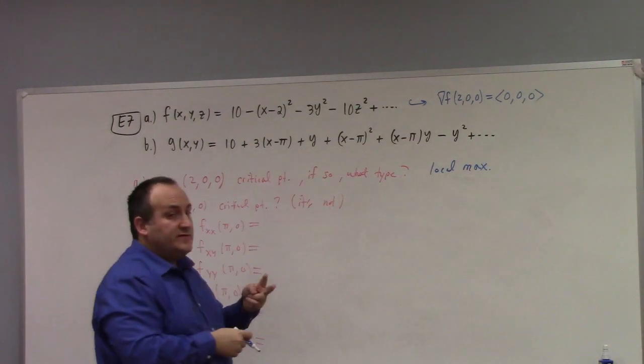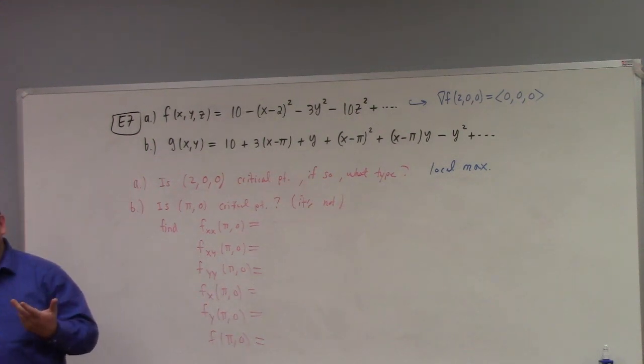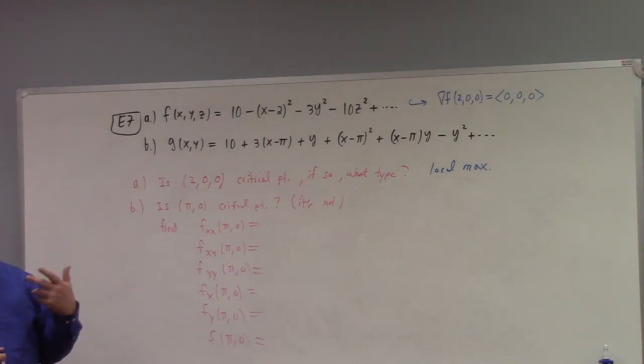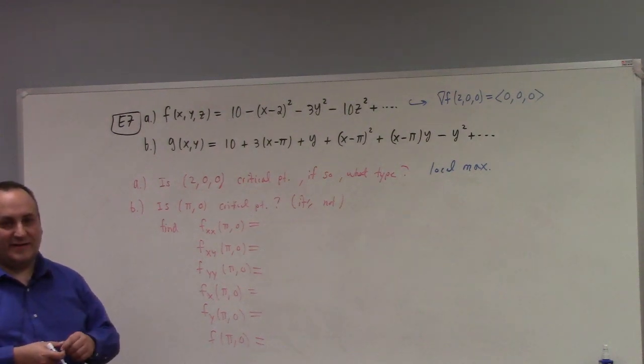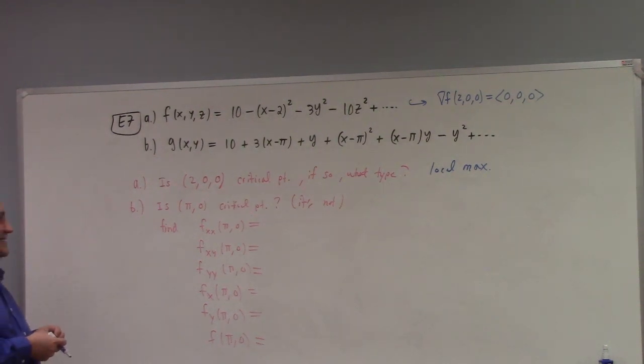Now, for functions of two variables, we had that second derivative test. So there we could deal with the mixed terms. We calculate the Hessian. We have the second derivative test. You should make sure you know the second derivative test clearly and carefully.